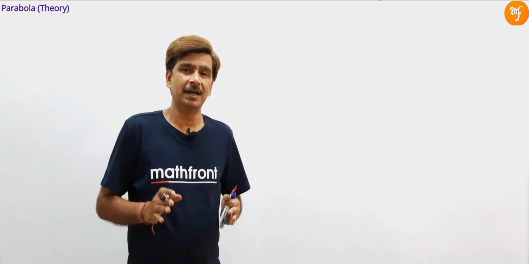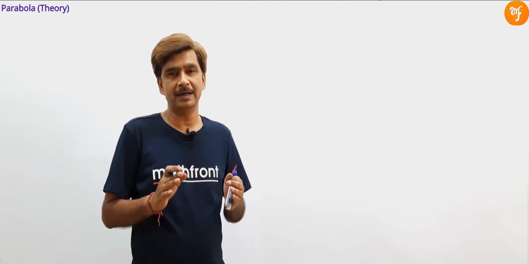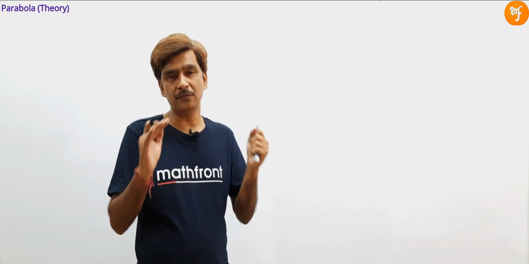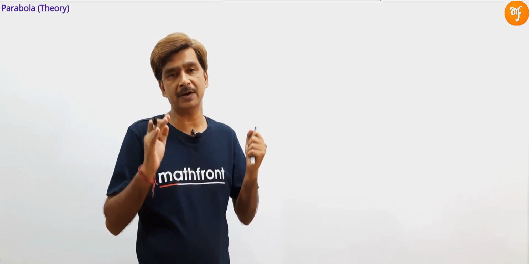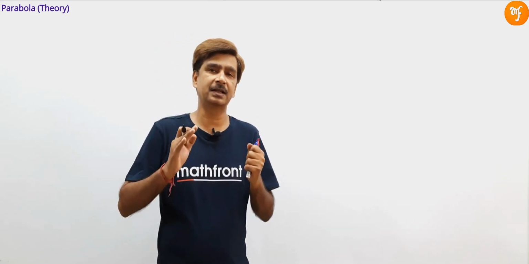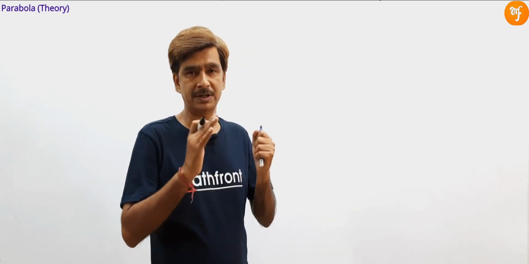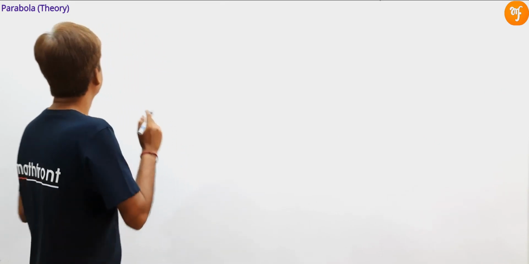So friends, now we are discussing the equation of tangent to the parabola in three different forms. The first form is the slope form of the equation of the tangent. The second form is point of contact form of the equation of the tangent, and the third form is parametric form of the equation of the tangent. So we will discuss step by step. So let's start the first point.